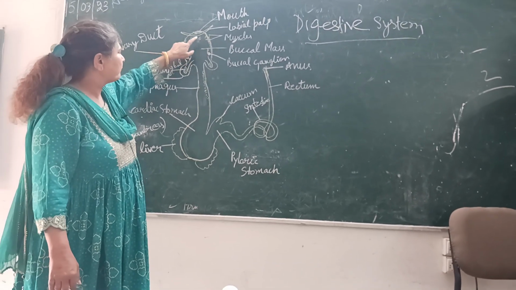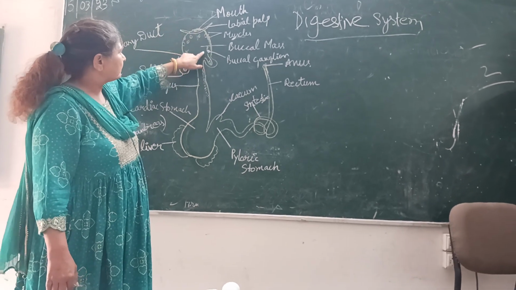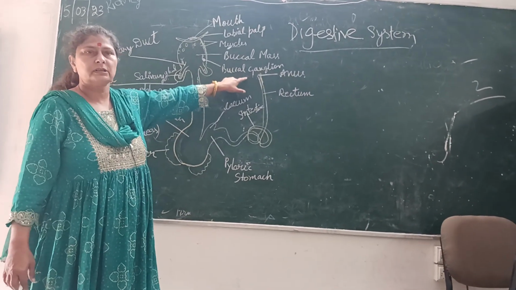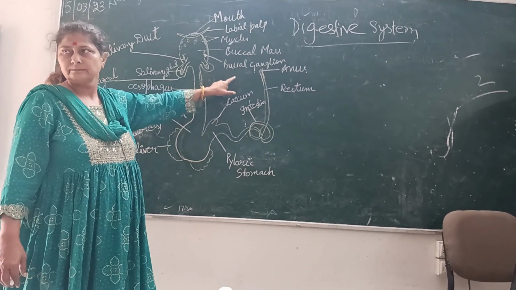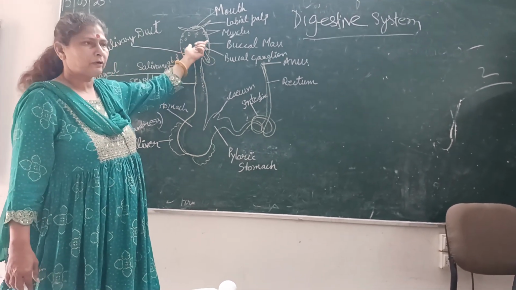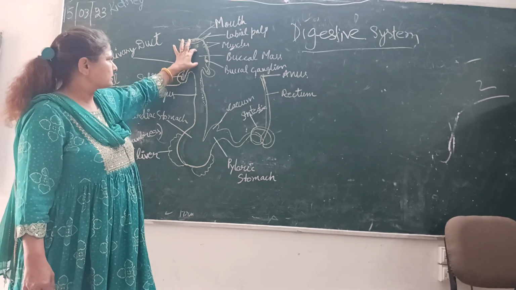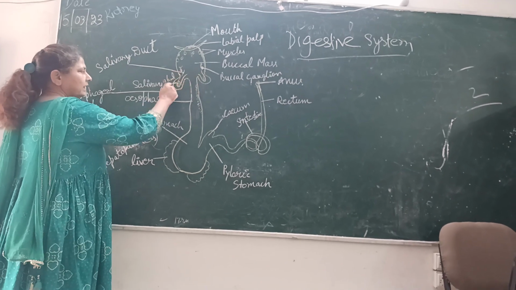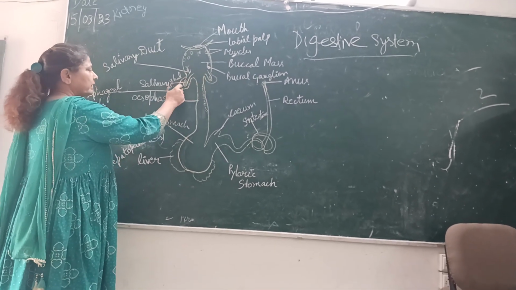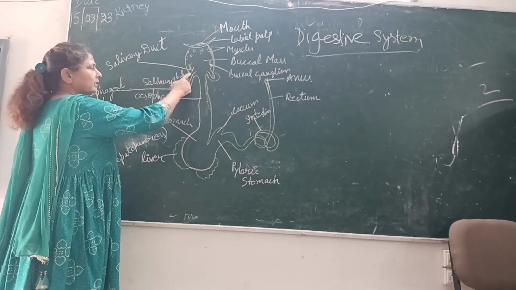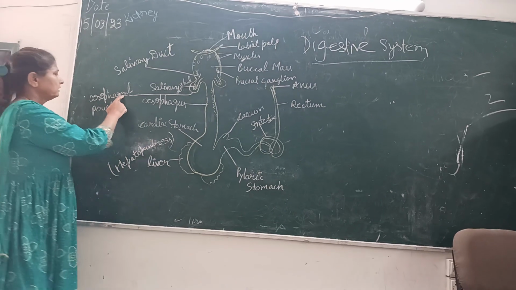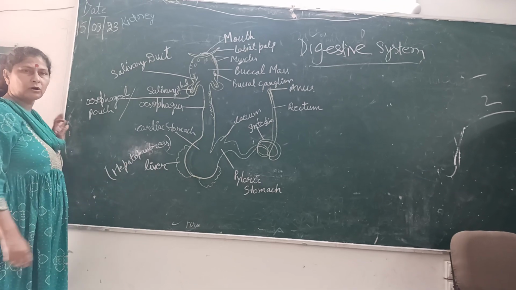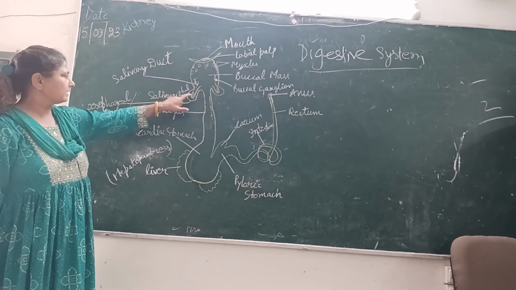It has a number of muscles. In that, there are also buccal ganglions. These buccal ganglions are related with the nervous system. They are for the proper functioning of this buccal mass. After that, extended downward, there is the salivary pouch. This is the esophageal pouch, also called the salivary pouch, that contains the salivary glands.